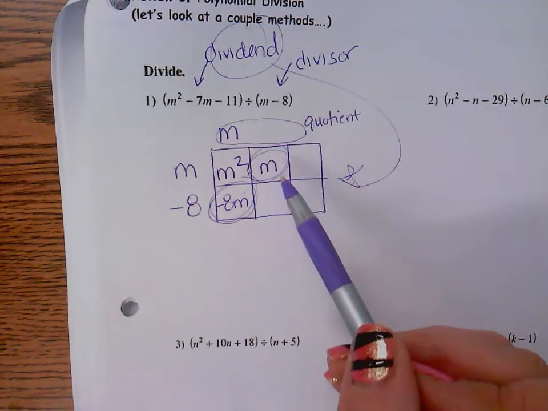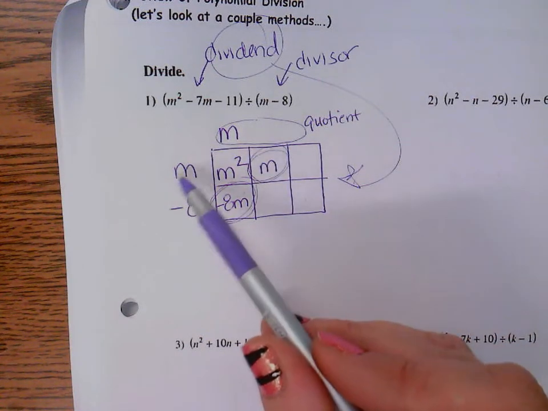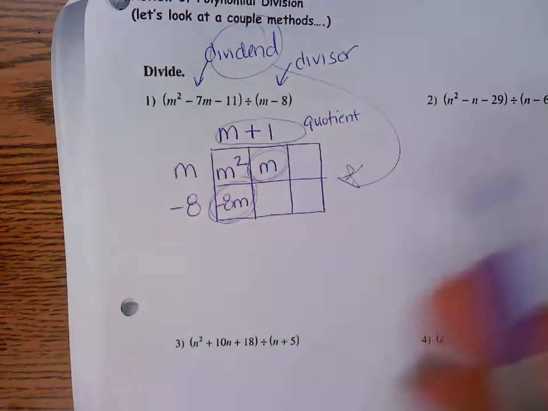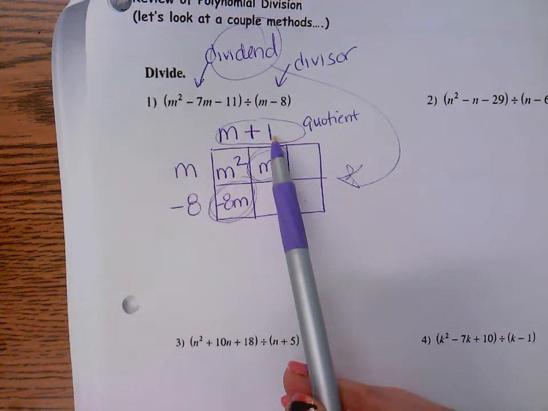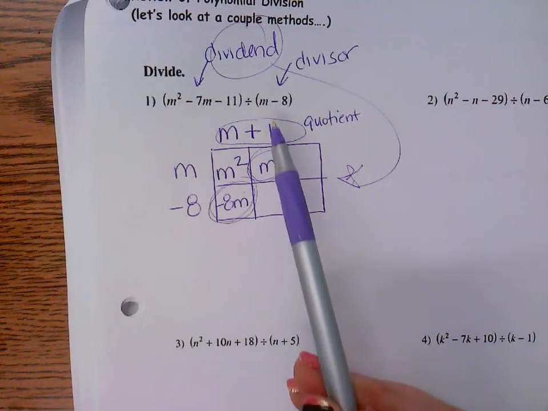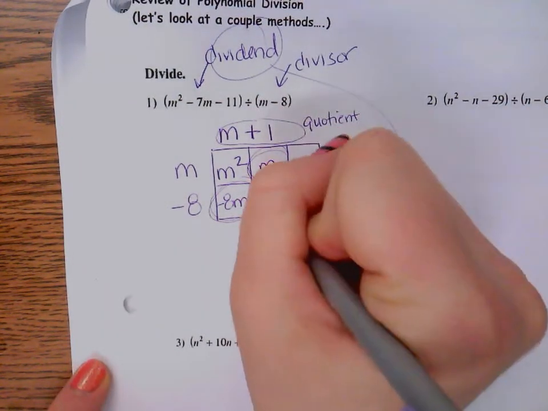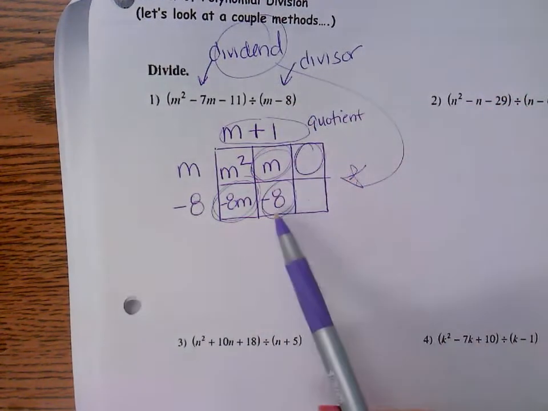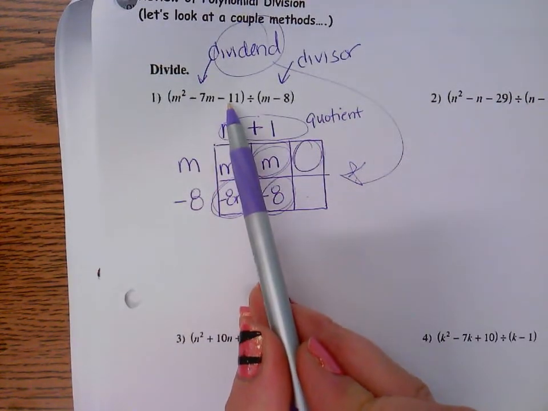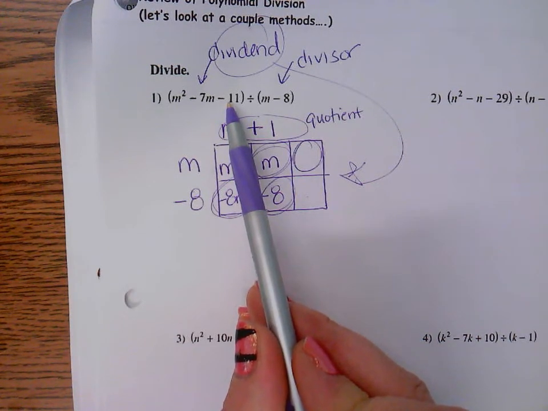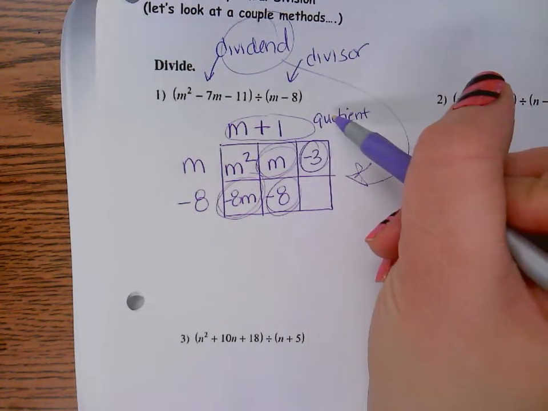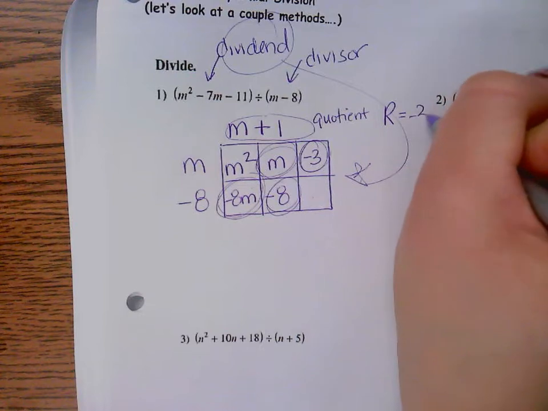So what's the final term of my quotient? What times m gives me m? So it's plus 1. So my quotient is m plus 1. 1 times m is m. 1 times negative 8 is negative 8. Now you figure out if you need a remainder. So if negative 8 was what showed up right here, you would be finished, but I need to get to negative 11. So what does my remainder have to be? Negative 3. So my quotient is m plus 1, and my remainder is negative 3.